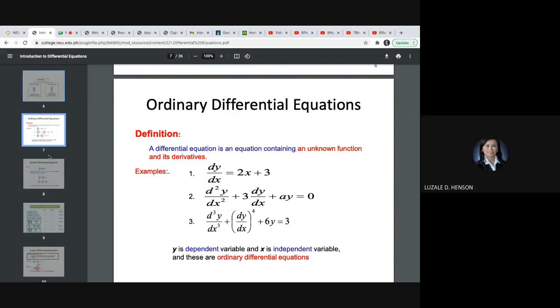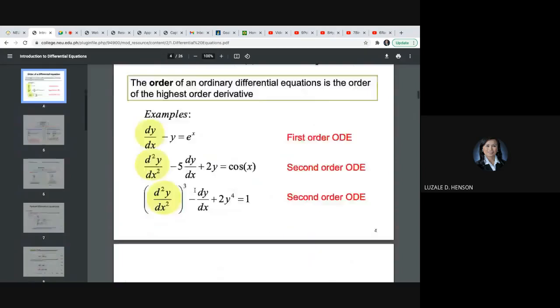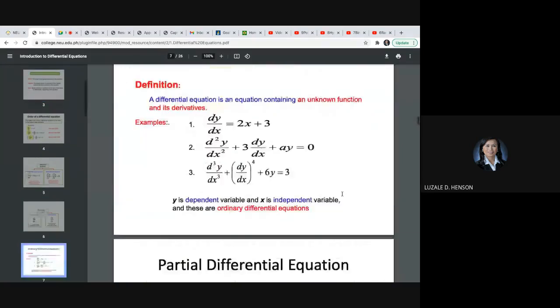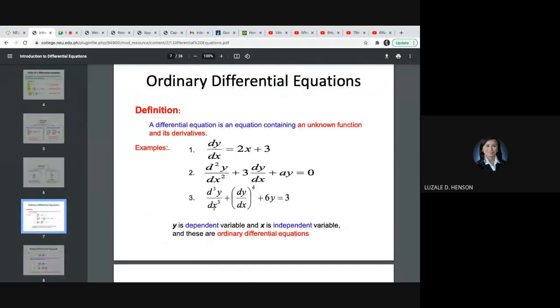You have to remember the definition that we have. Ito. The order of the highest derivative. The largest power or exponent of the highest ordered derivative. So in number 3, in this example, the highest derivative is 3. So that is where you are going to base your degree. The order is 3 and the degree is 1. Not this one, kasi this is not the highest derivative. It has a degree of 4, but the order is 2. The order is 1. Kuha nyo, class.